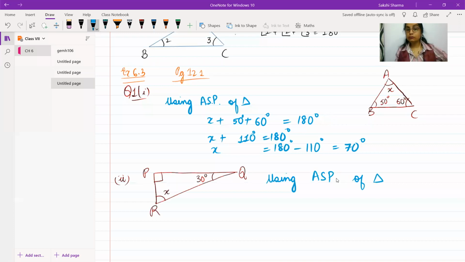Sometimes you could prefer to write the names first. Before you write down the values, you could write down the names, like the triangle is PQR. So we are using this property in triangle PQR. The measure of angle P plus the measure of angle Q plus the measure of angle R.